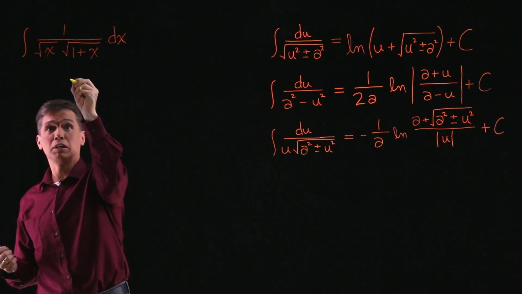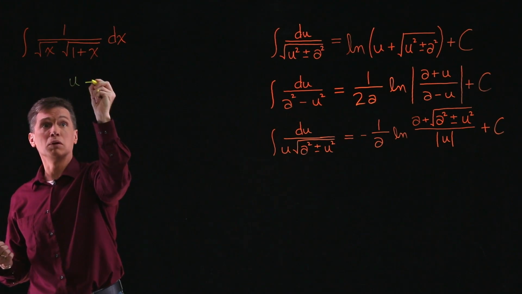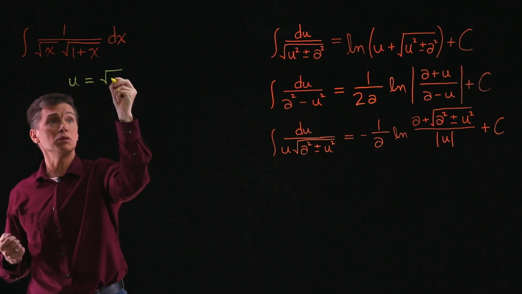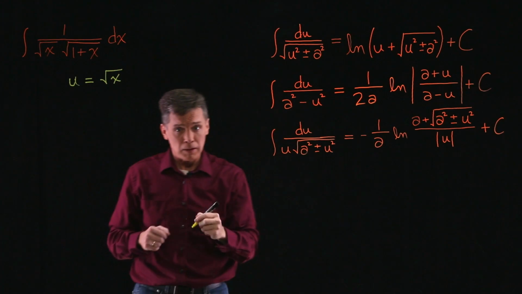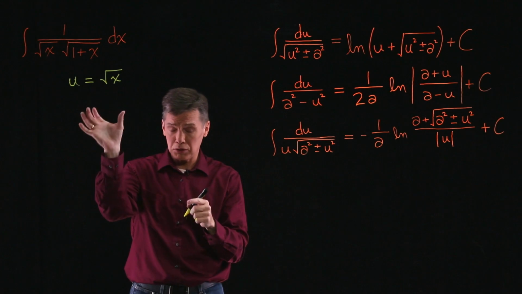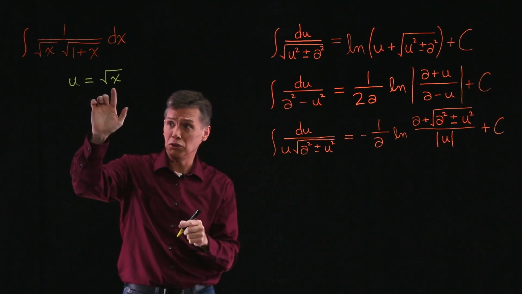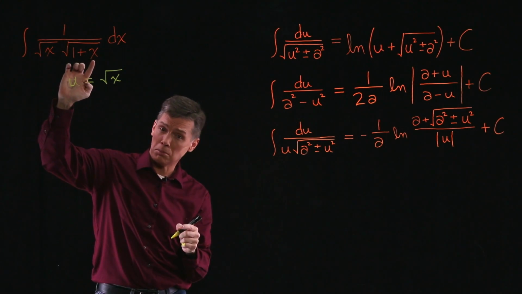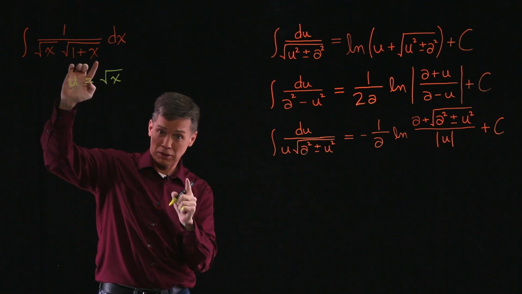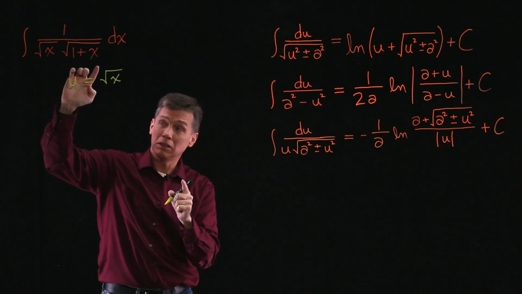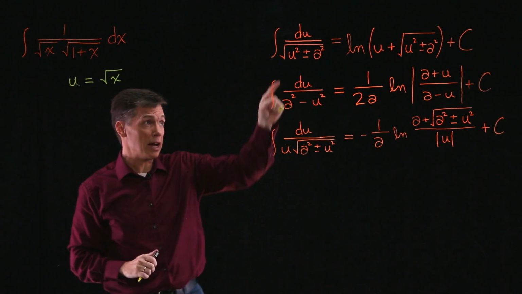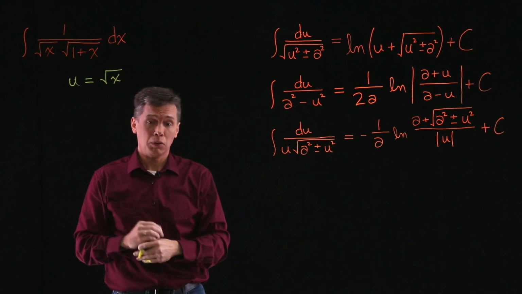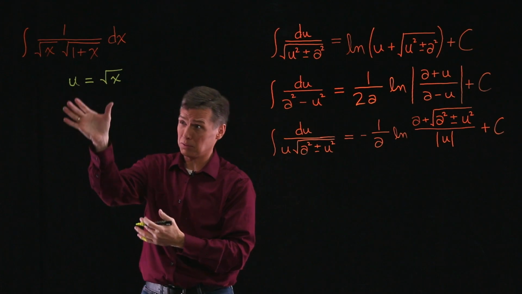So I'm going to get started here and let u equal the square root of x. And what's motivating my choice there for u is that if u equals the square root of x, that term right there is u squared. Can you see it? Because that's key in terms of matching one of these formulas. I will have the independent variable squared. Let's follow through with this attempt.